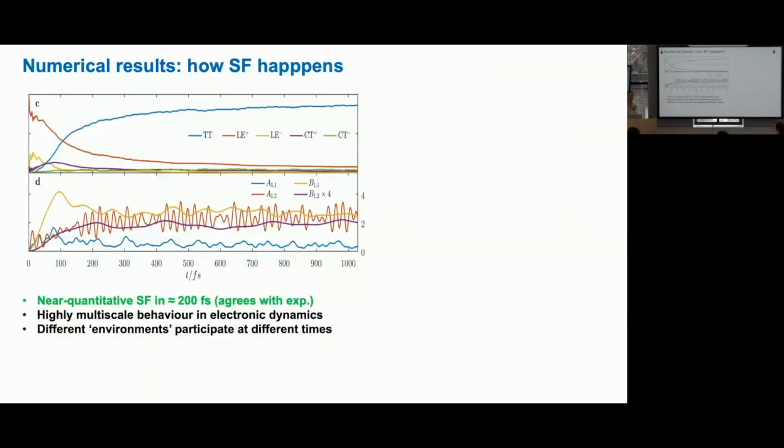First, the fission happens, which is a big relief after all of that. Here we have the populations of the various excited states. We start with the brightest excited singlet, it decays, and triplet pairs appear, on a timescale that's tolerably close to 200 femtoseconds, a testament to the modeling.